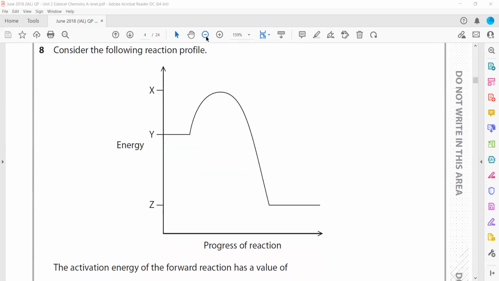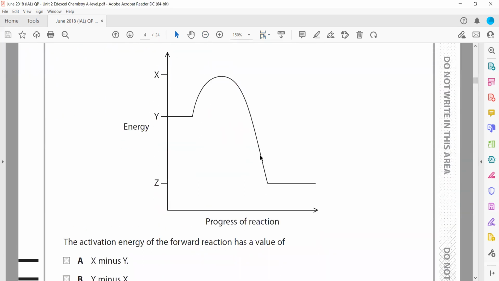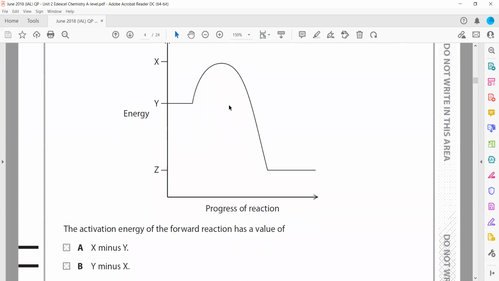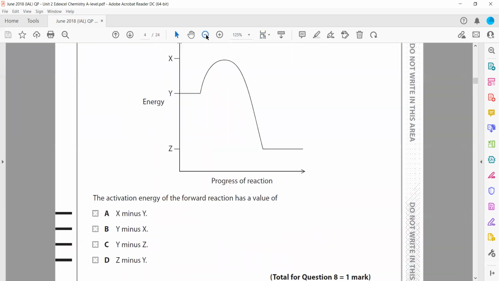Consider the following reaction energy profile. The activation energy of the following reaction has a value of activation energy. How to work out the activation energy? Basically, activation energy is the energy needed to start up the reaction, the minimum possible energy at which the reaction starts, we call that activation energy.